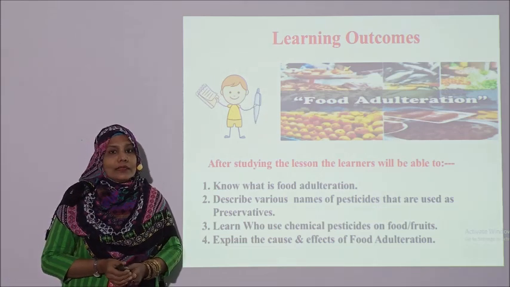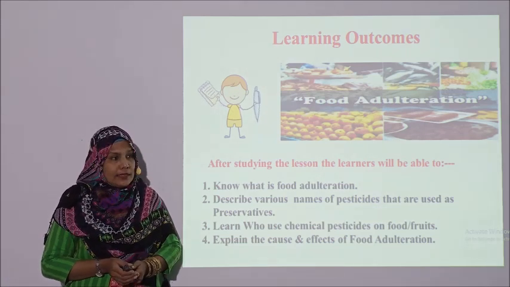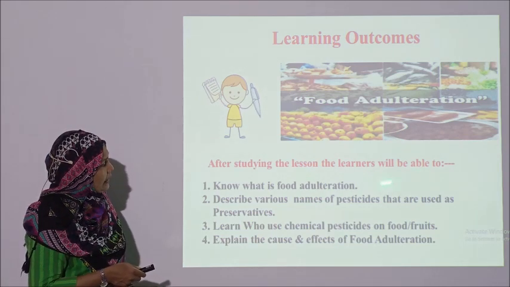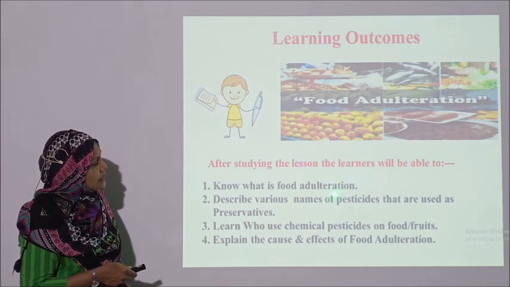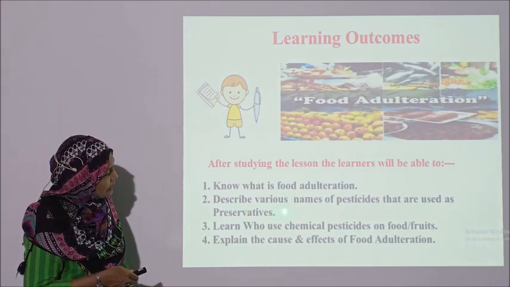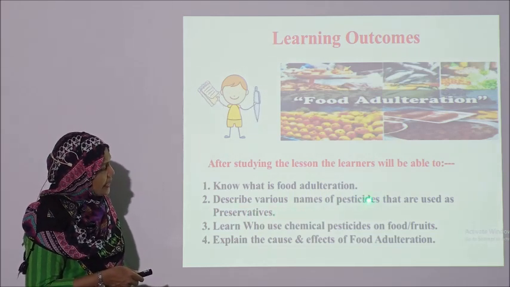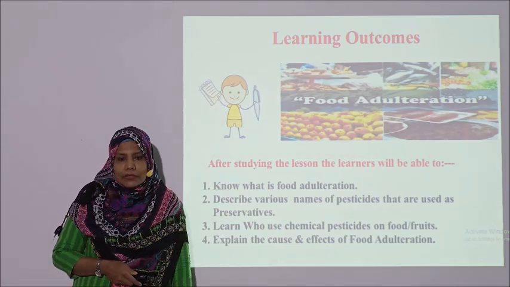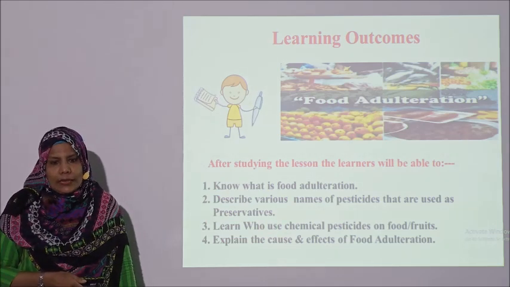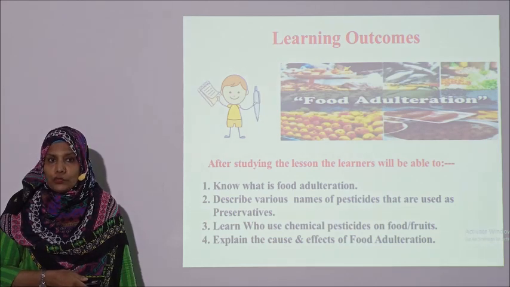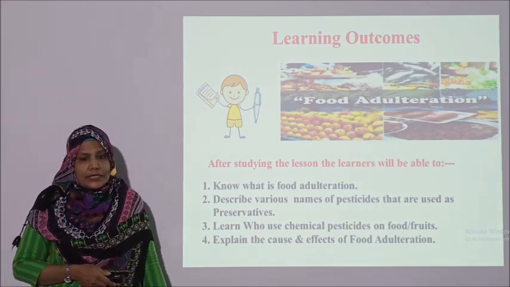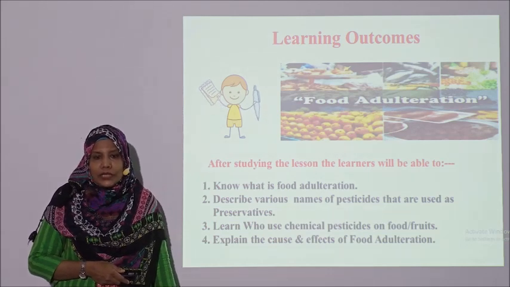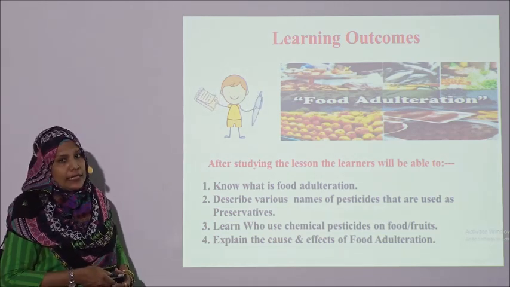So what are the learning outcomes of today's lesson, food adulteration? After studying the lesson, the learners will be able to know what food adulteration is, and they will be able to describe various names of pesticides that are used as preservatives. They will be able to learn who uses chemical pesticides on food or fruits or some dry items, and they will be able to learn or explain the causes and effects of food adulteration.